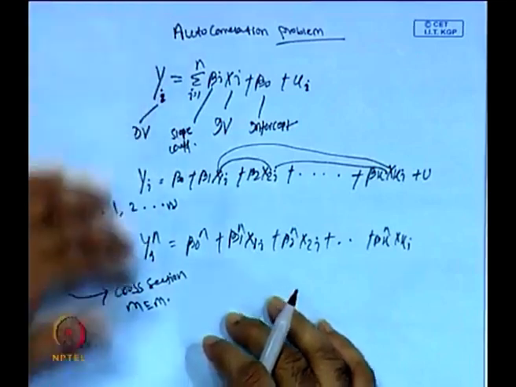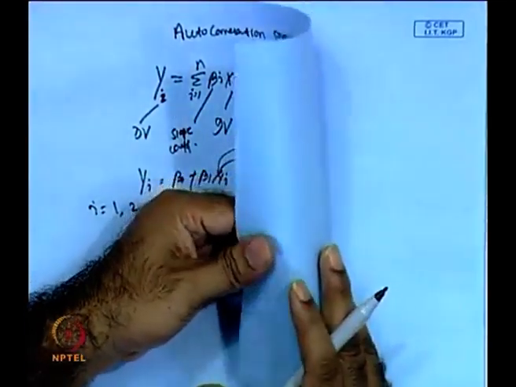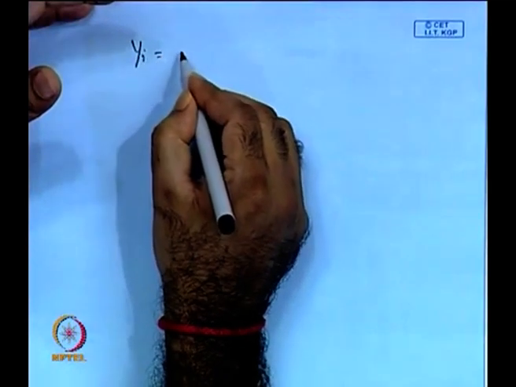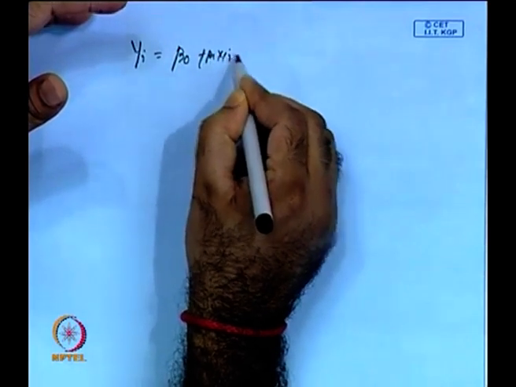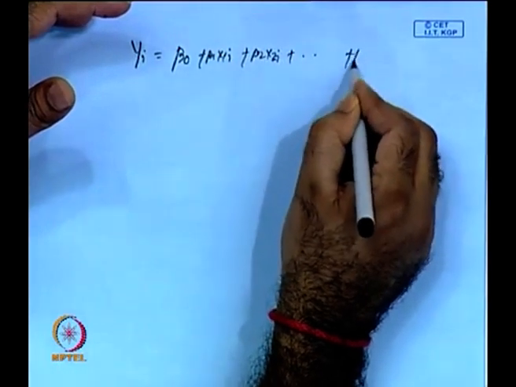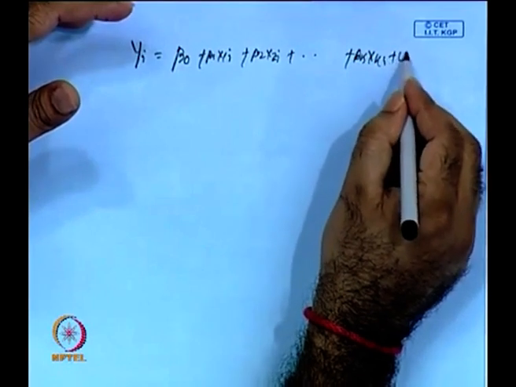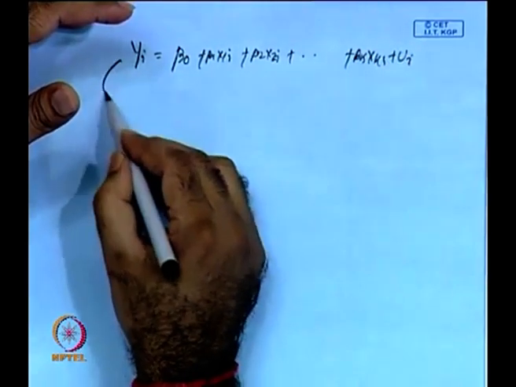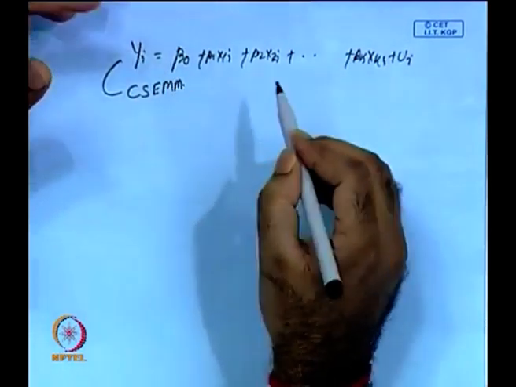Let us see here. So, this is the cross sectional modeling. So, we have to integrate it with the time series modeling. This is how we have to write: y_i equals beta 0 plus beta 1 x 1i plus beta 2 x 2i, continuing up to beta k x ki, plus u_i. This is called cross sectional econometric modeling.